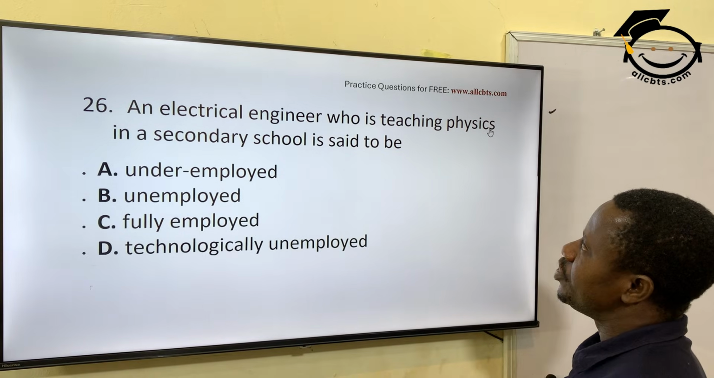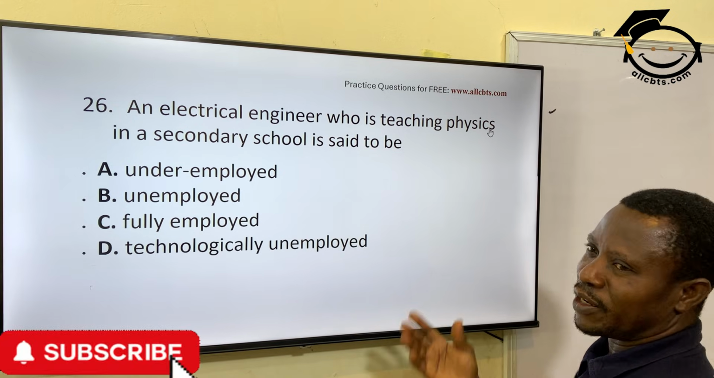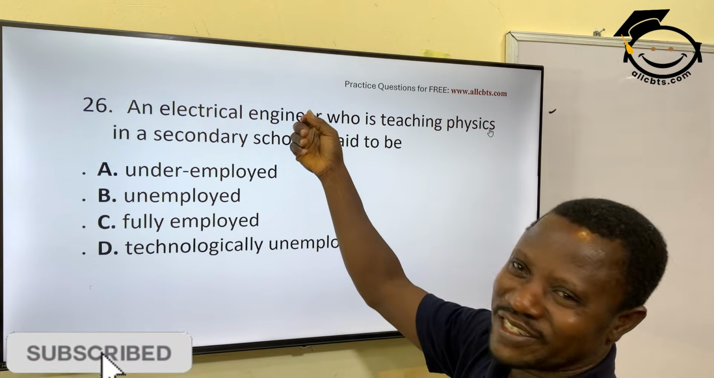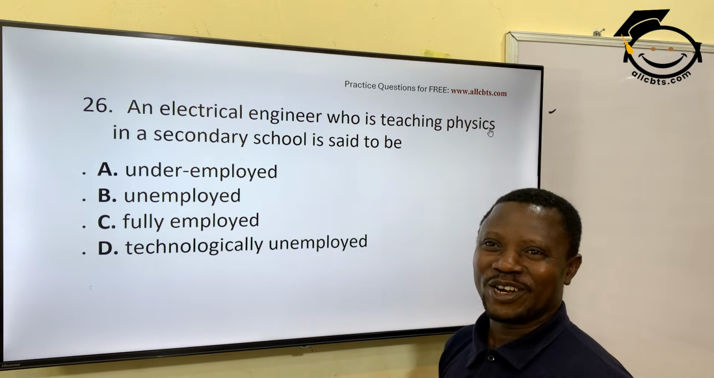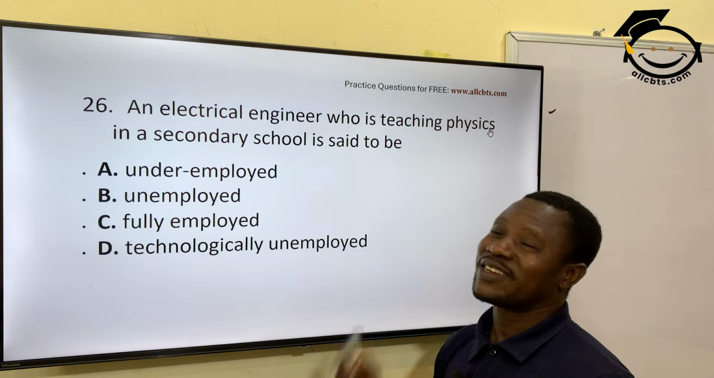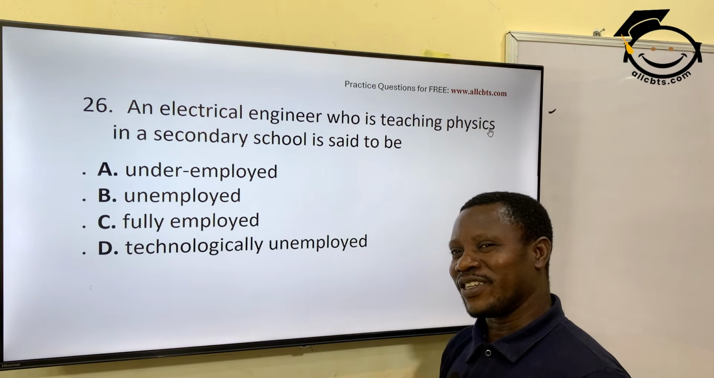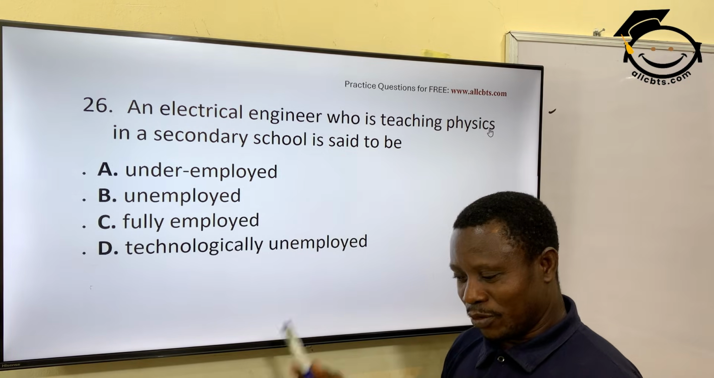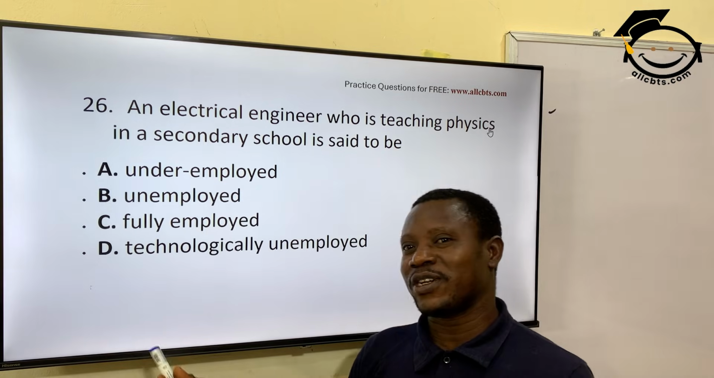An electrical engineer who is teaching physics in a secondary school is said to be underemployed. You're supposed to be an engineer, working in your area of specialization, not teaching a class. You're underemployed. We have many people like that who are underemployed. I have someone who studied petrochemical engineering. He's teaching a class, teaching chemistry. That is underemployed.